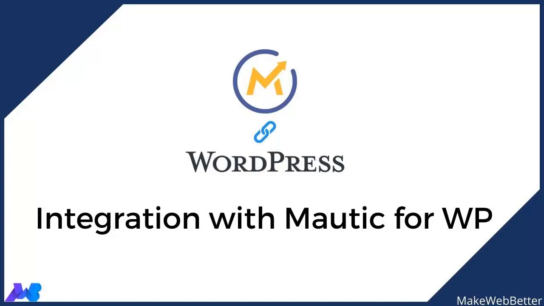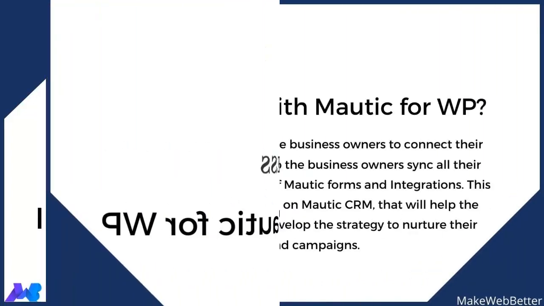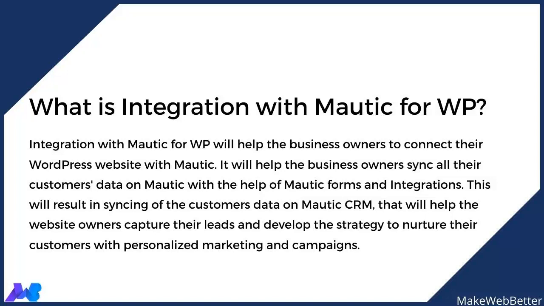So guys, let's proceed further with today's demo video, and first of all, let me give you the basic definition of this plugin. Now it's time to understand what Integration with Mautic for WordPress is. It is a plugin that will help business owners connect their WordPress websites with Mautic. The main objective of the integration is to help business owners sync all of their customers' data on Mautic with the help of Mautic forms and integrations.